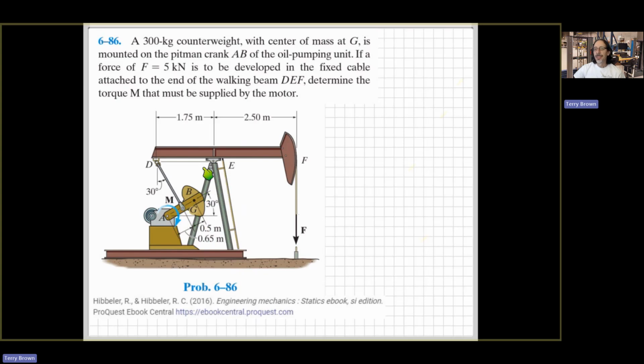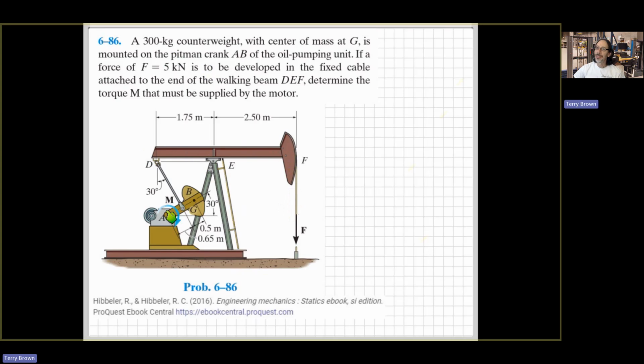So the next approach that I would suggest is to draw a free body diagram of the member of the machine where the known load is applied. But anyway, I'm getting a little bit ahead of myself. So let's look through the problem.